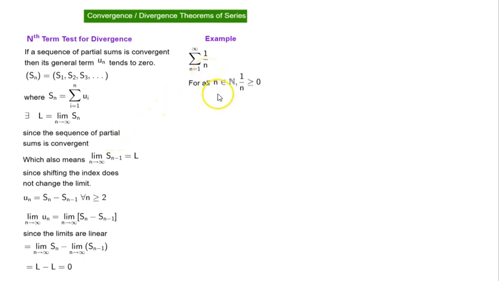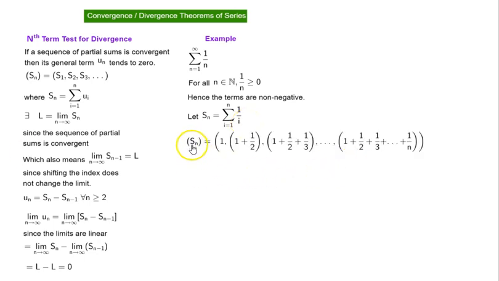So for all n in natural numbers, 1 by n is greater than or equal to 0. All are non-negative terms. So hence the terms are non-negative. Let S sub n be equal to summation i = 1 to n of 1 by i. So the sequence of partial sums would be S sub n equal to 1, 1 plus 1 by 2, 1 plus 1 by 2 plus 1 by 3, and so on. And this is the nth term of the sequence of partial sums.